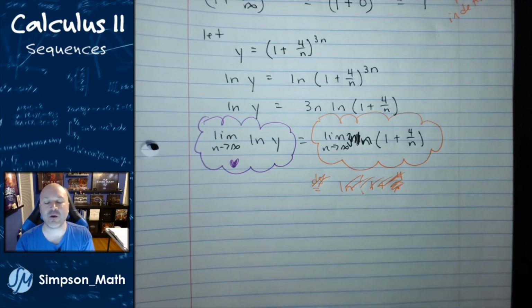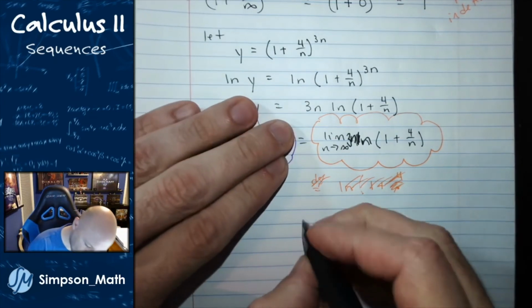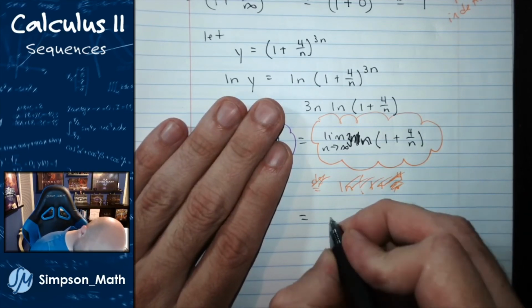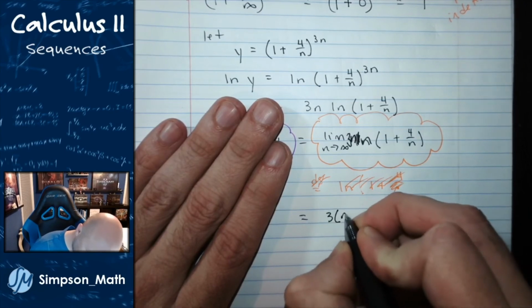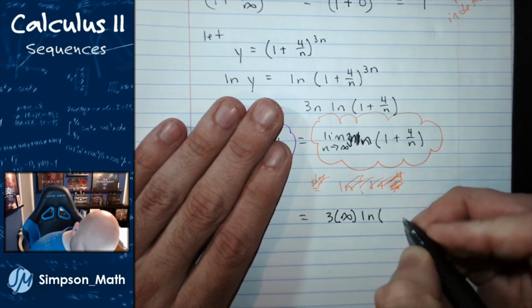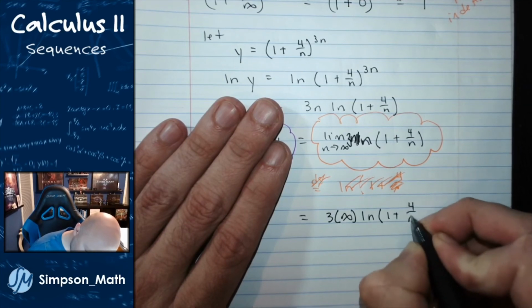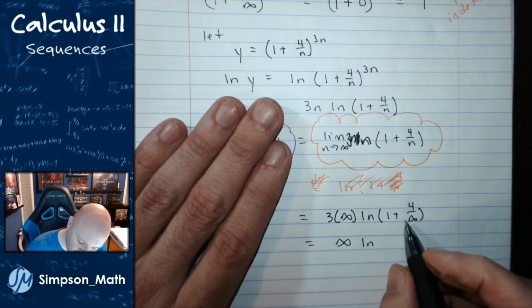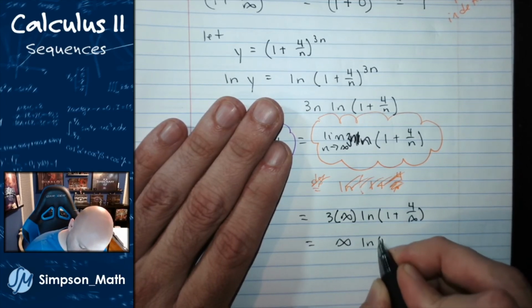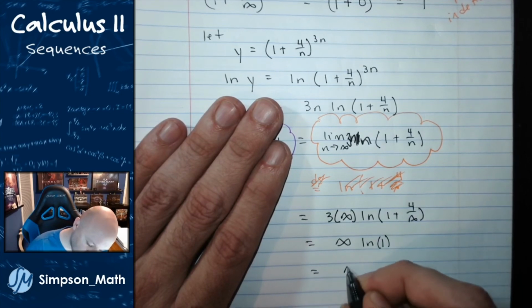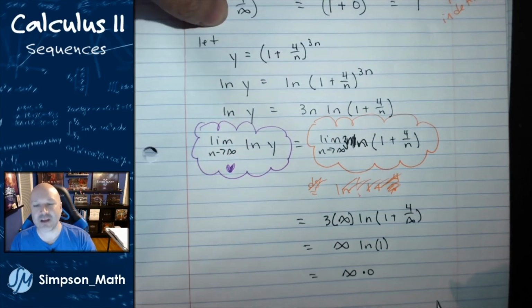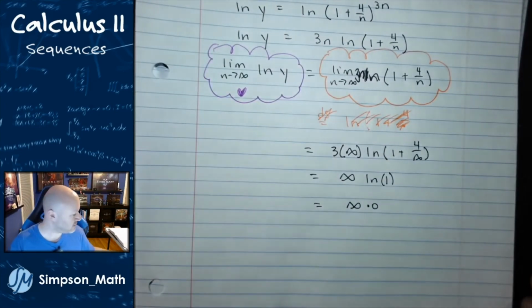I hope and pray that when I just shove in infinity, everything works out. So I get 3 times infinity times the natural log of 1 plus 4 over infinity. Well, this is going to be infinity times the natural log of 1. Oh my goodness, this is infinity times 0. Bonkers! That's another indeterminate. Wow, we're reviewing everything.